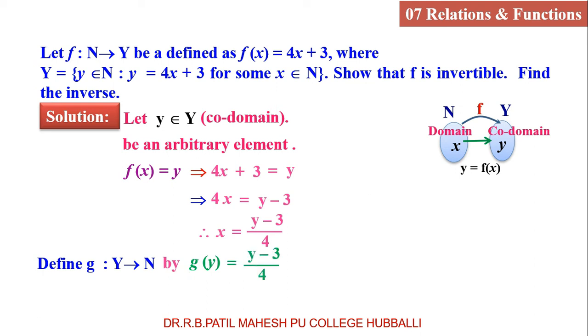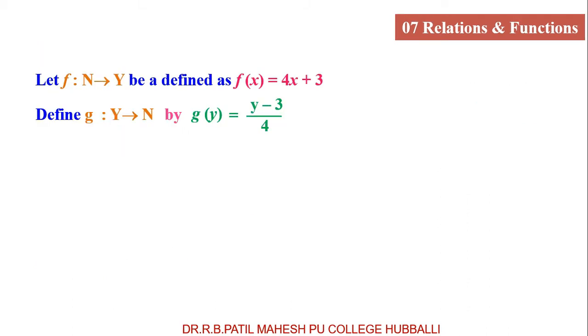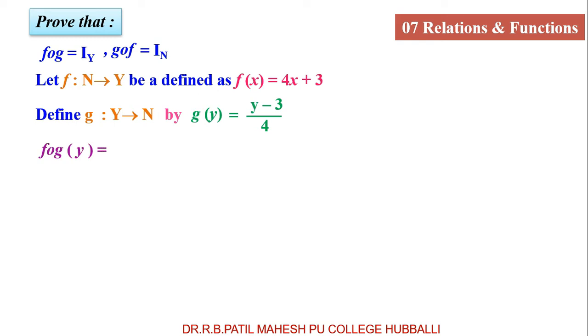So, taking the function f and the function g, let me prove that g composition f is equal to the identity function, and f composition g is equal to the identity function. These are the things I should consider, and I have to prove this condition. So let me first take f composition g of y.